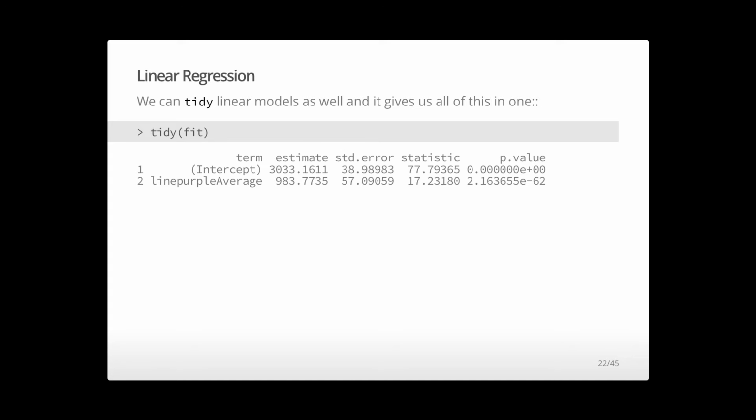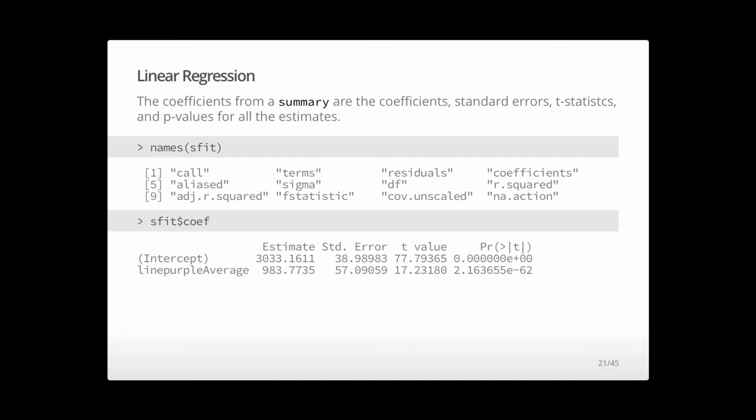Tidy, if you throw tidy onto the original model, this is what it will give you. It'll give you a data frame where it says the term, the estimate, standard error, statistic, and p-value. Now, I want to contrast this and this. This is a matrix. These are the row names. These are not a column, right? Again, not the best behavior.